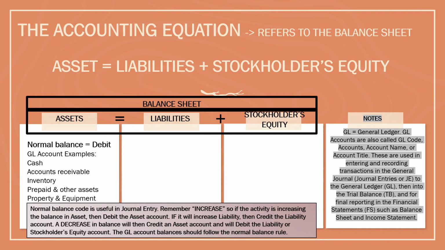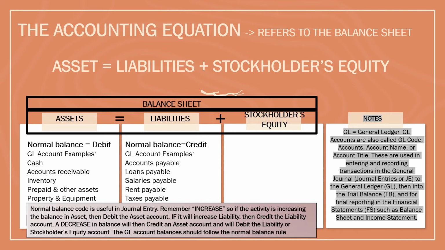So these are the assets of the company. Again, examples that we have are cash, accounts receivable, inventory, prepaid and other assets, and property and equipment. We're going to go through the meaning of how these accounts are used later on, maybe in our third video or the fourth video. We're going to move on to liabilities.